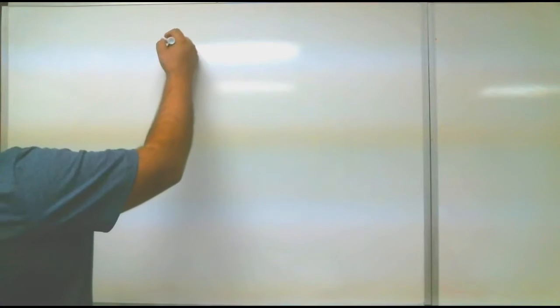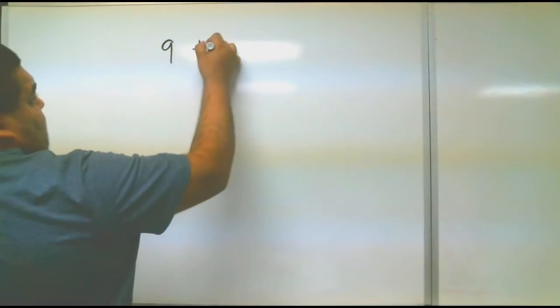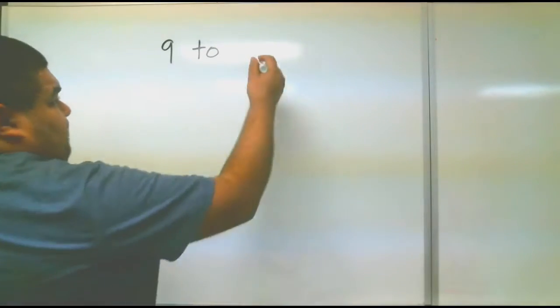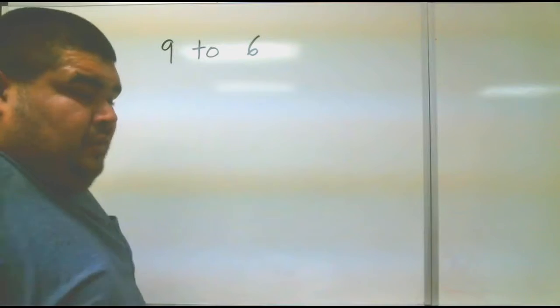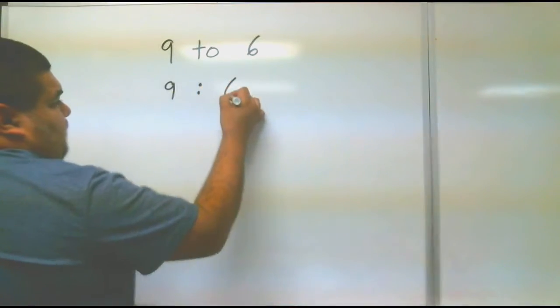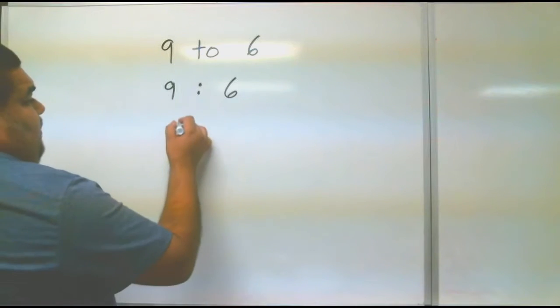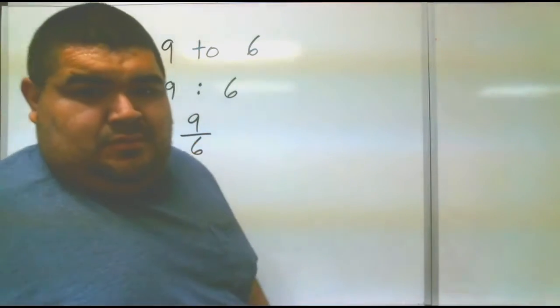One way can be something like this, where you have a number, let's say 9 to 6. We can also write it as 9 and two dots 6. And in our last one, 9 to 6.